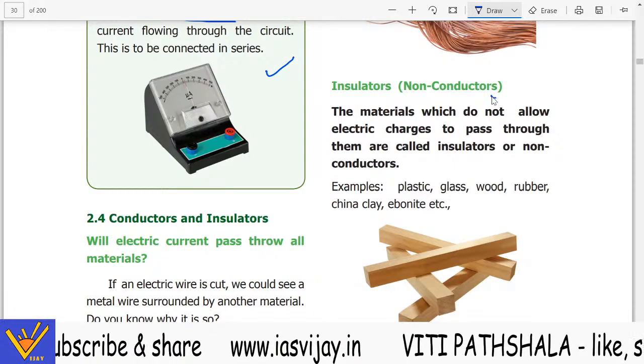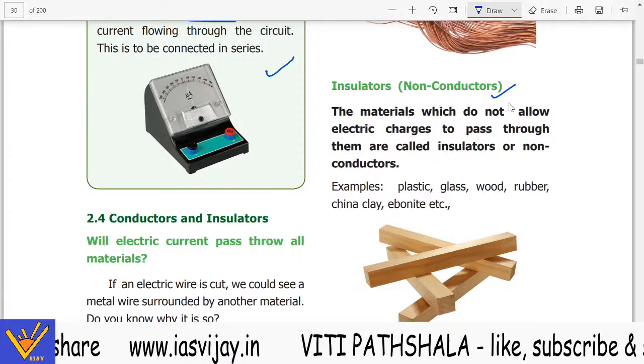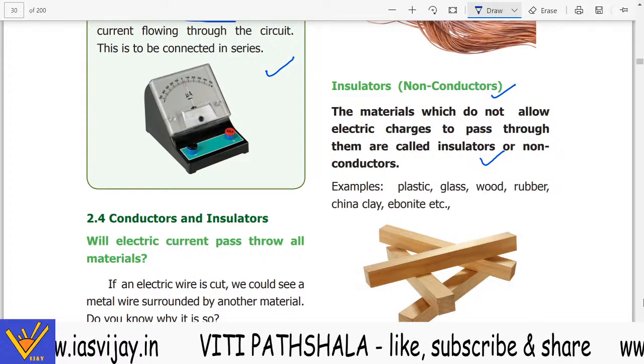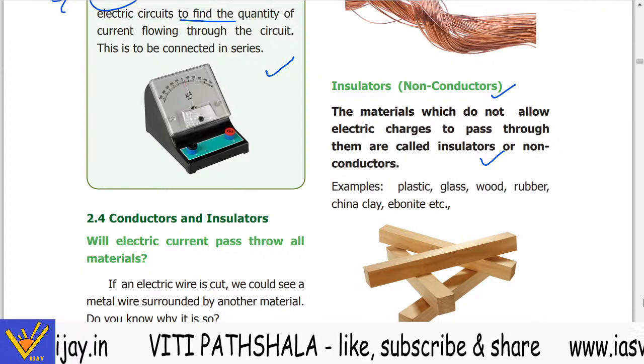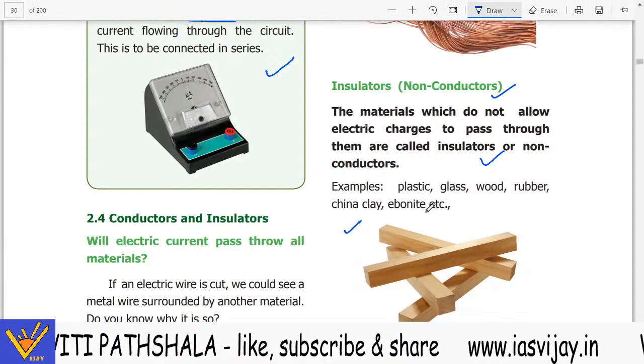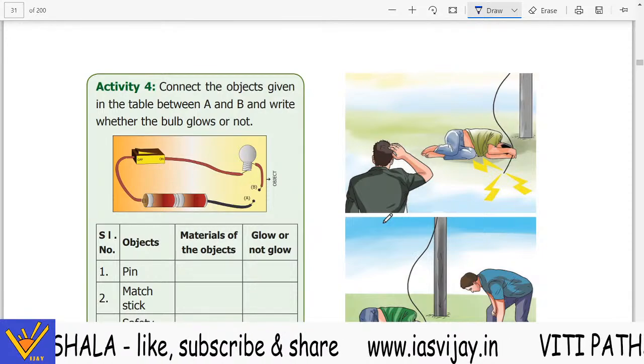Next come the insulators. These are non-conductors. The materials which do not allow electric charges to pass through them are called insulators or non-conductors. Examples: plastic, glass, rubber, china, clay, ebonite, etc. They are your insulators, through which electricity cannot pass.